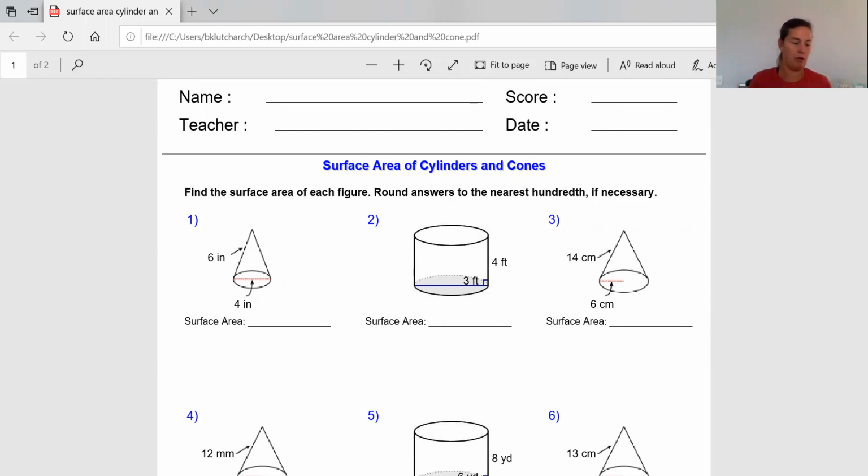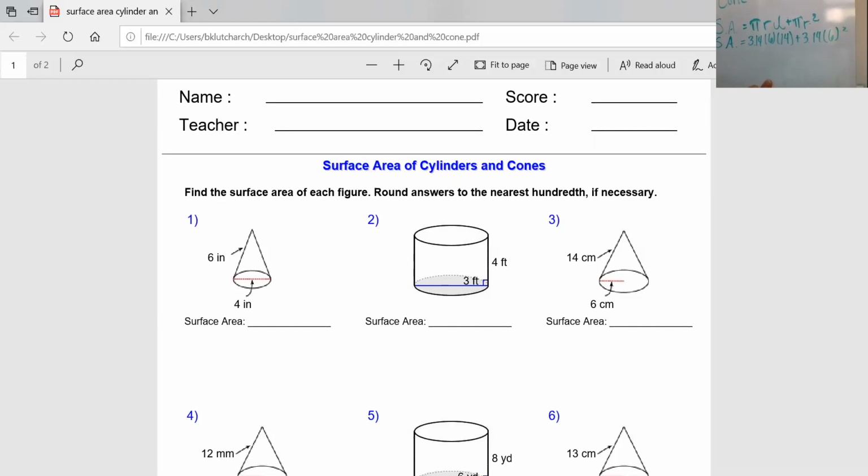All right, we're gonna move on and do number 3. Now, keep the same formula. Number 3 has already given us the radius. So now I'm just gonna substitute in the slant height and the radius, and I'm gonna solve. So I'm just gonna rewrite this out again. Surface area equals 3.14 times 6 times 14 plus 3.14 times 6 squared.